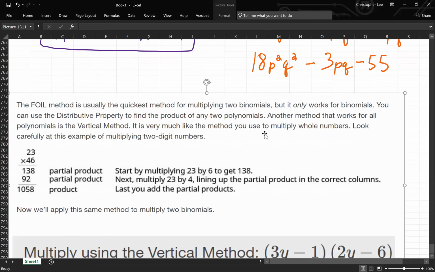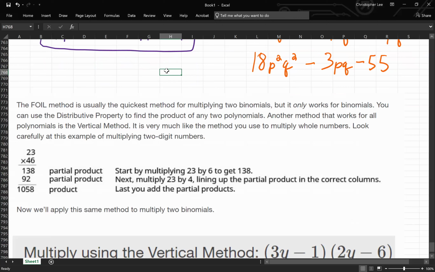The FOIL method is usually the quickest method for multiplying two binomials, but it only works for binomials. You can use the distributive property to find the product of any two polynomials. Another method that works for all polynomials is the vertical method. So it is very much like the method you use to multiply whole numbers. Look carefully at this example for multiplying two-digit numbers.